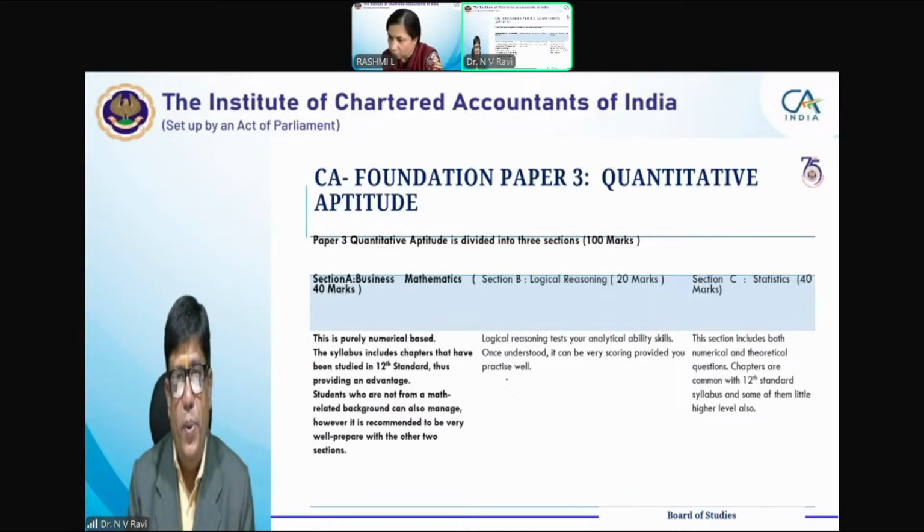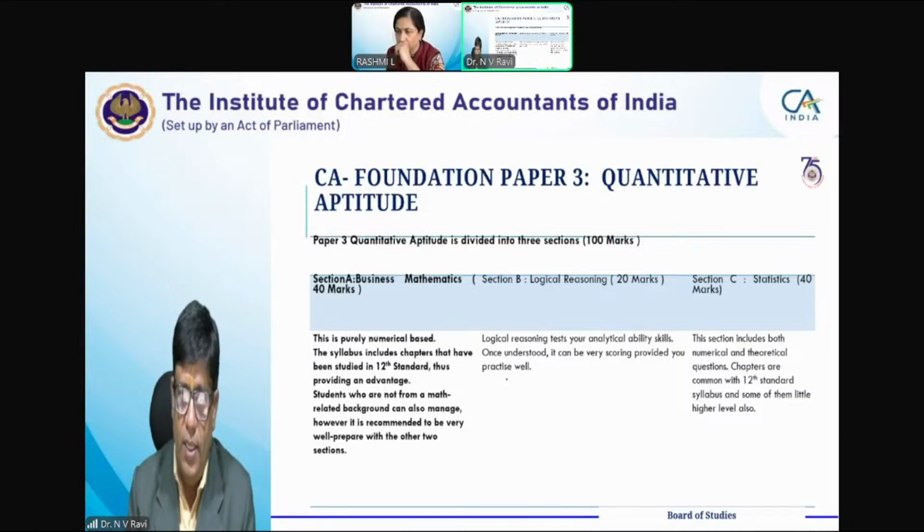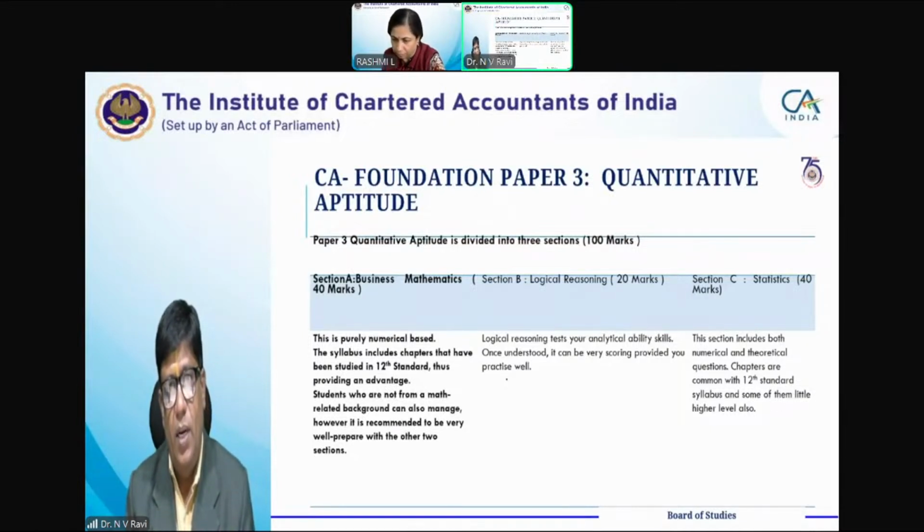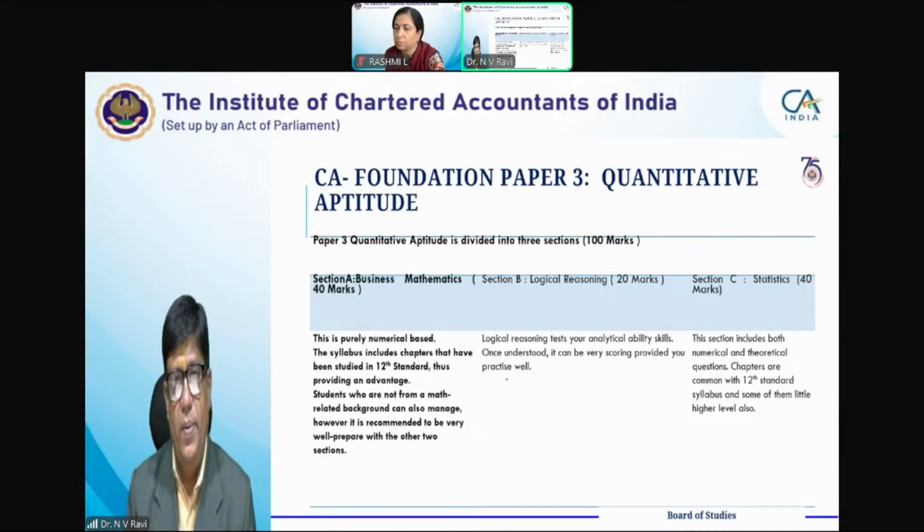Coming to the mathematics syllabus, this is purely based on 12th standard advanced mathematics. If you look at the CBSE NCERT syllabus, the applied mathematics syllabus of 12th mathematics, which is specially meant for commerce students, will be helpful for writing the Chartered Accountancy Foundation examination. Most of the topics are easy, and even logical reasoning is part of that applied mathematics syllabus.